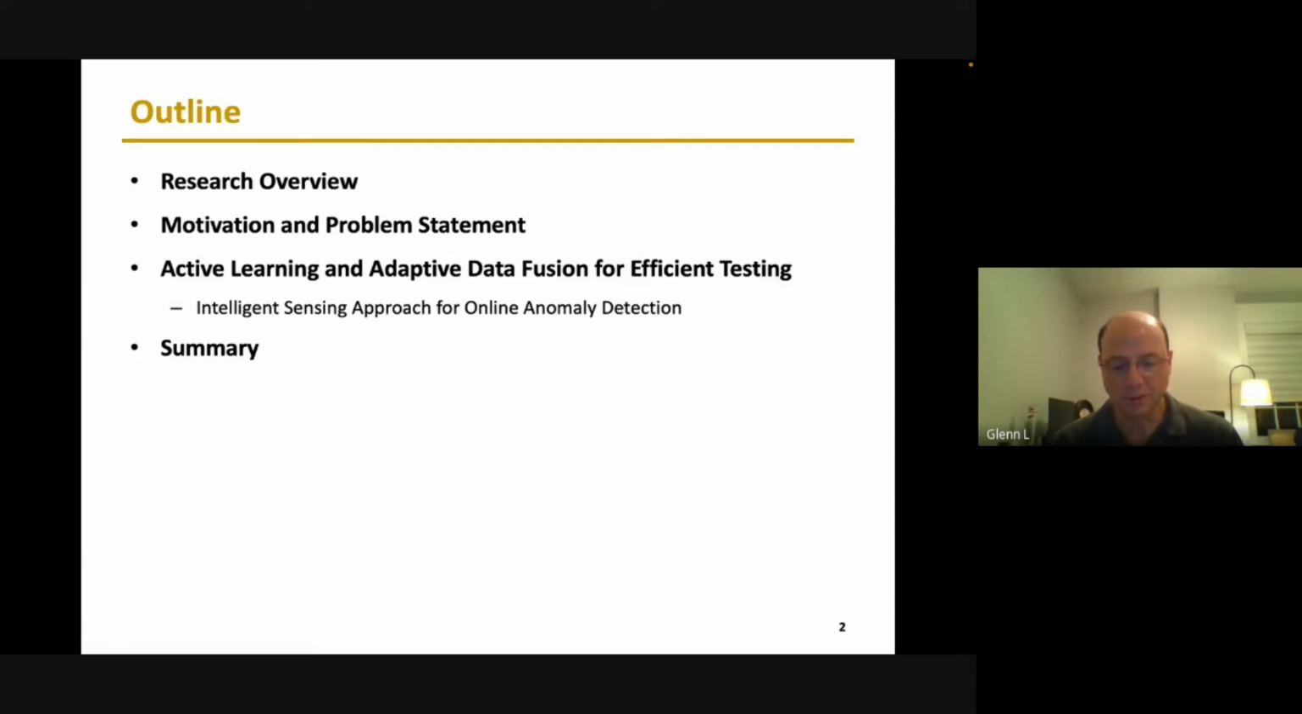Dr. Paynabar's research covers both applied and theoretical aspects of data mining and statistical modeling, integrated with engineering knowledge. His methodologies have been widely used in a variety of applications, including aerospace and others. Professor Paynabar is an outstanding teacher. He has been recognized with the Georgia Tech 2014 Junior Faculty Teaching Excellence Award. So with that introduction, I'll turn it over to Professor Paynabar.